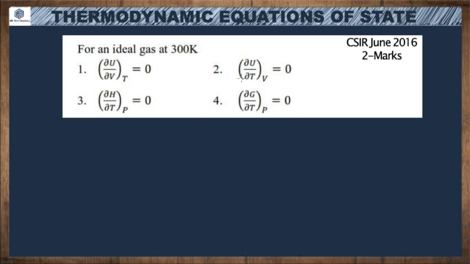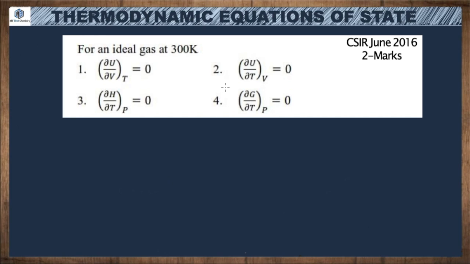This is the first question which I will take, and it was asked in your CSIR-NET June 2016 exam. This question was asked for 2 marks, so it was a pretty simple and straightforward question. It says, for an ideal gas at 300 Kelvin, which of these terms will be equal to 0?